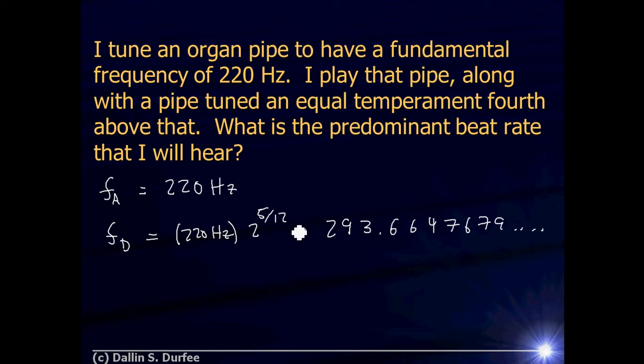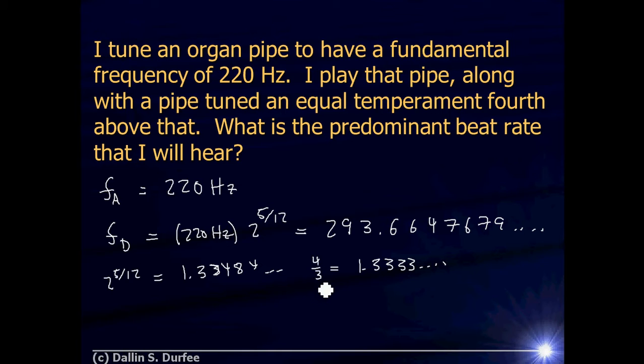Now note that a factor of 2 to the 5/12 is equal to 1.33484 and so forth, whereas 4/3 is equal to 1.3333 and so on. So the point is that 2 to the 5/12 is really close, but not quite equal to a factor of 4/3. The just fourth would be going up by a factor of 4/3. The equal temperament fourth is going up by a factor of 2 to the 5/12. So the fact that we don't exactly go up by a just interval means we're going to get beating.